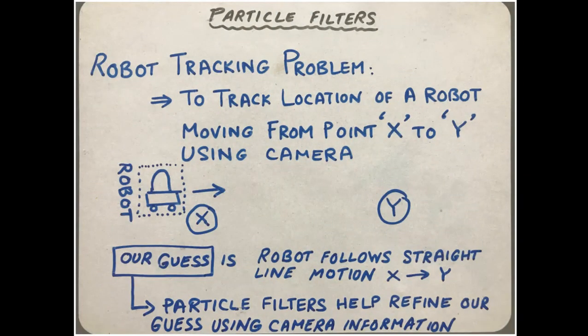So what are these particle filters? I would like you to recall the robot tracking problem that we discussed before the midterm. We wish to track a robot which is moving in some arena. For example, if a robot wants to move from, let's say, point X to somewhere in the vicinity of point Y, then we need to come up with what we call the robot motion model, and we are going to come up with some guess.